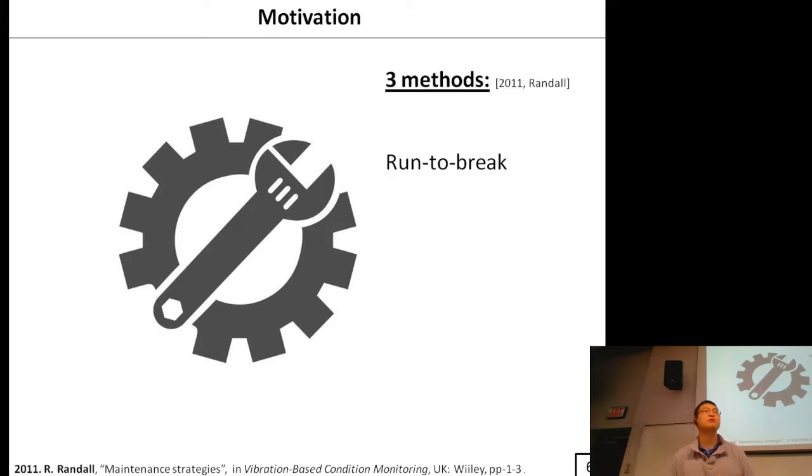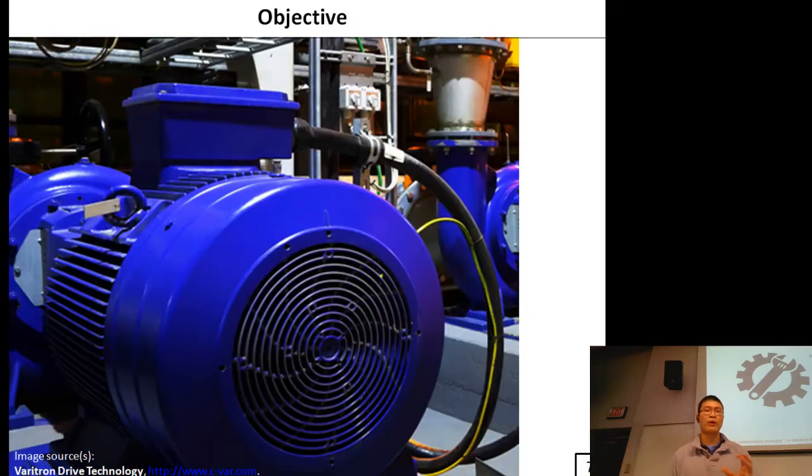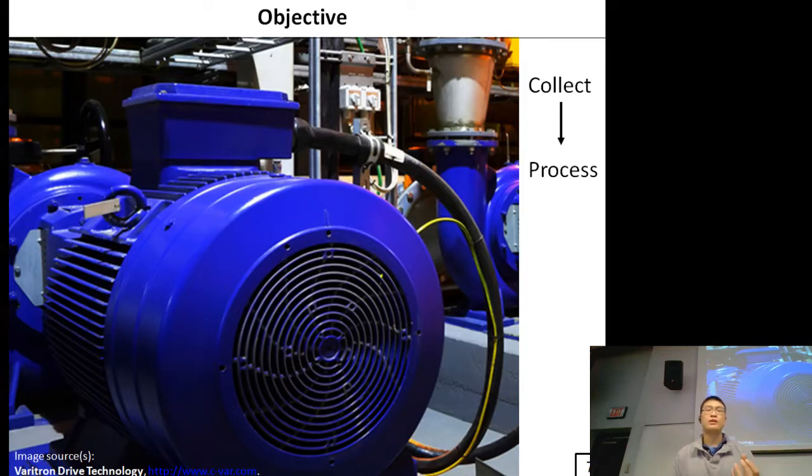There are three types. We can run to break the motor. These motors are lower in value and they run until they fail. We could also do preventative maintenance, which is basically doing some inspection at certain intervals. Or there is condition monitoring, a way where we take a motor, collect some data from it, and then process some fault information so that we can classify the motor to be at risk the moment certain components start to fail, as a more effective means of maintenance. So that's the overlying objective of this work.